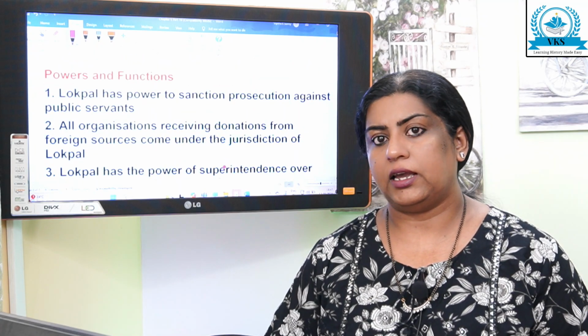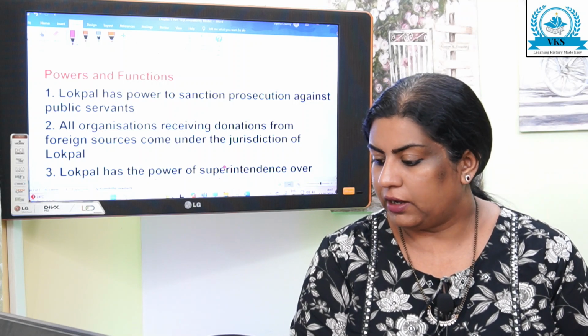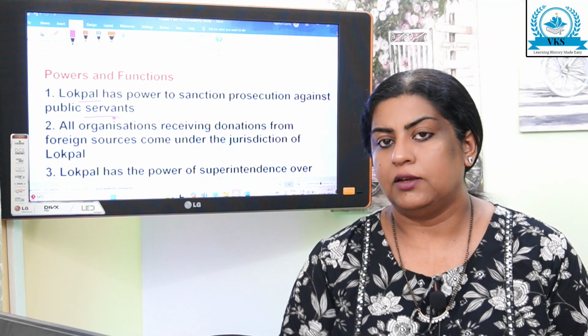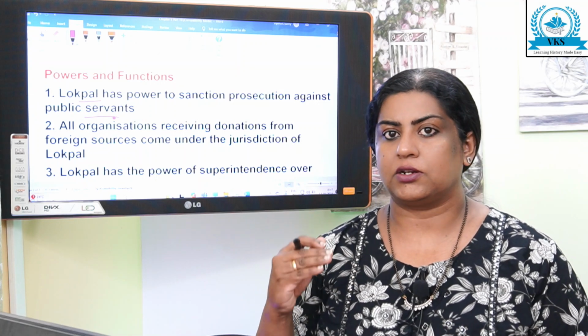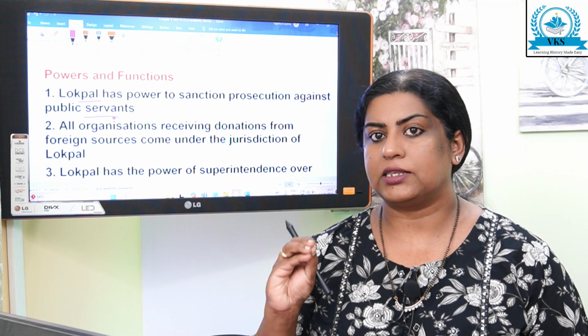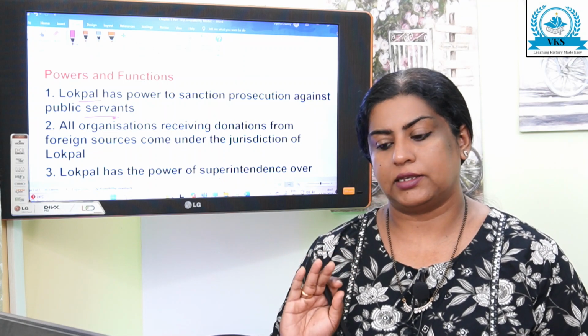Now let us see exactly what the powers and functions of Lokpal are. Lokpal has the power to sanction prosecution against public servants. As we have told about the jurisdiction of Lokpal, the area where Lokpal can take decisions, Lokpal has the power to sanction prosecution against all public servants.